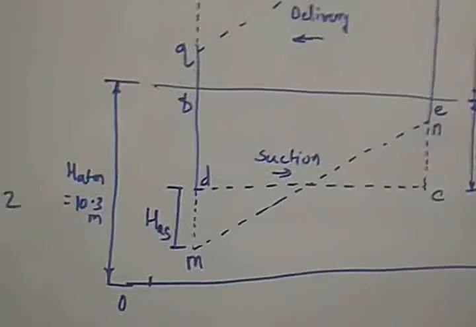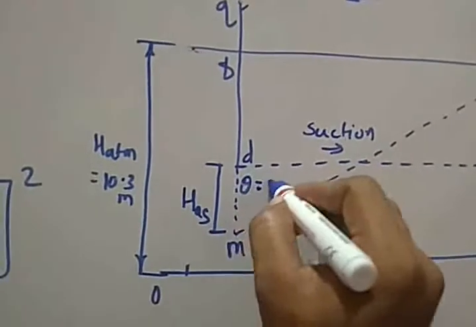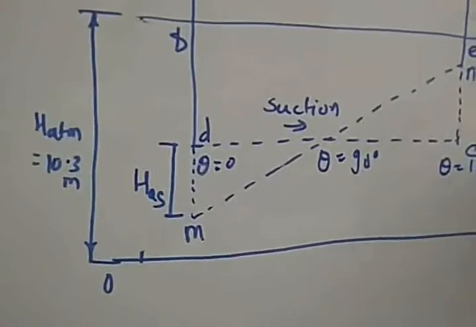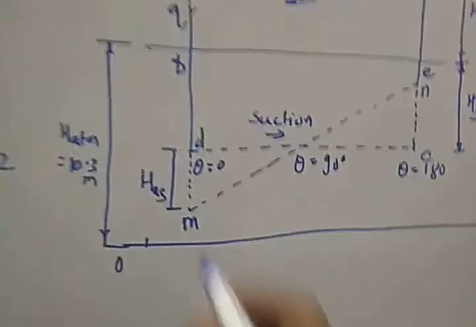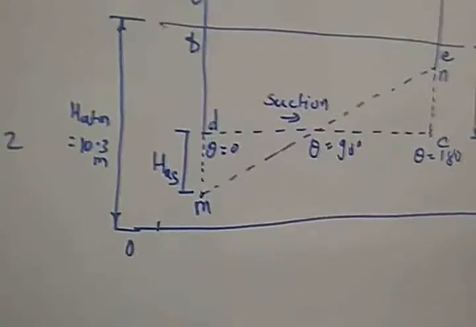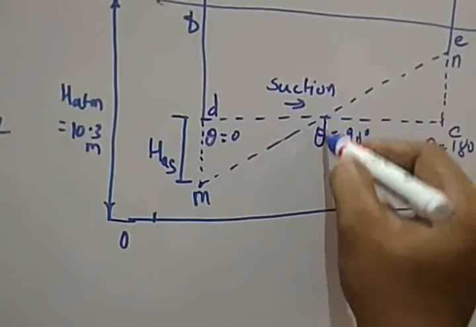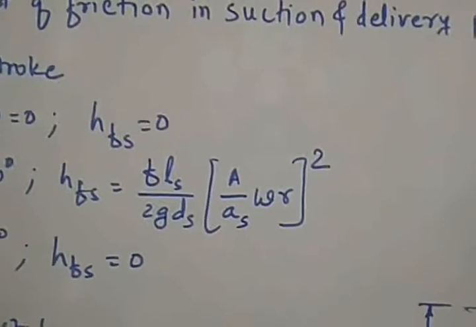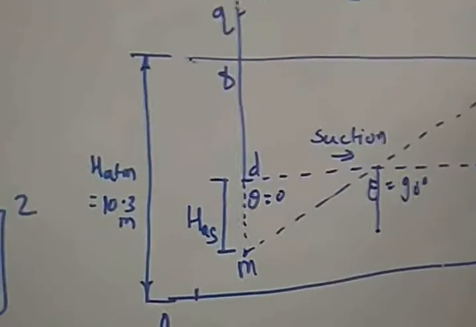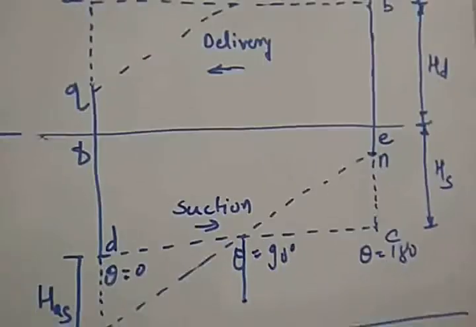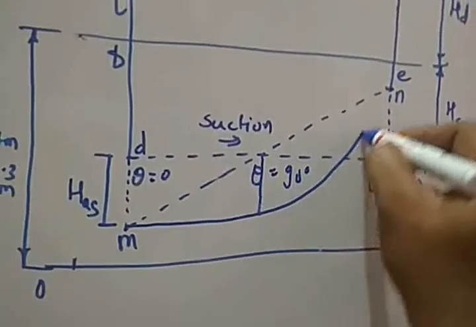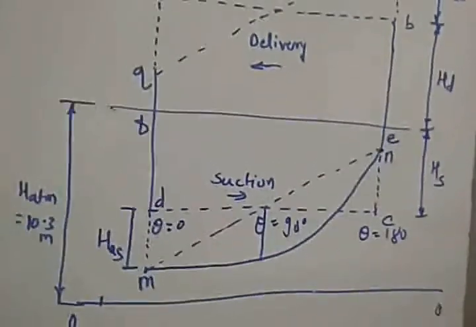So at the beginning, theta is equal to 0 degrees, this is theta equal to 90 degrees, and this is theta equal to 180 degrees. At the beginning for suction the HFS is 0. At mid the HFS is maximum, equal to FLS by 2 GDS into (A by AS omega R) square. And at the end N, it is again 0. So I'll have a curve like this for the frictional head for the suction stroke.